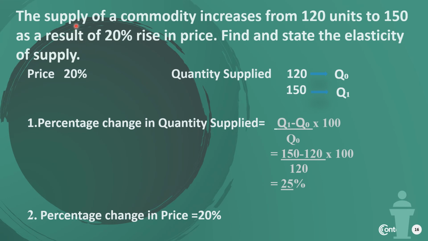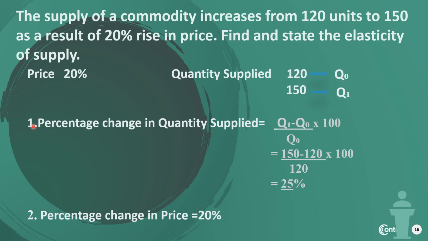Let us now move on to solving another problem. Let's read it. The supply of a commodity increases from 120 units to 150 as a result of a 20% rise in price. Find and state the elasticity of supply. So we see the percentage change in price is already given, which is 20%. However, the percentage change in quantity supplied is not given. The word from gives us a cue that the original quantity supplied is 120 units. The quantity supplied moves to 150 units. That means 150 is the new quantity supplied. So we have stated the values of the variables Q0 and Q1.